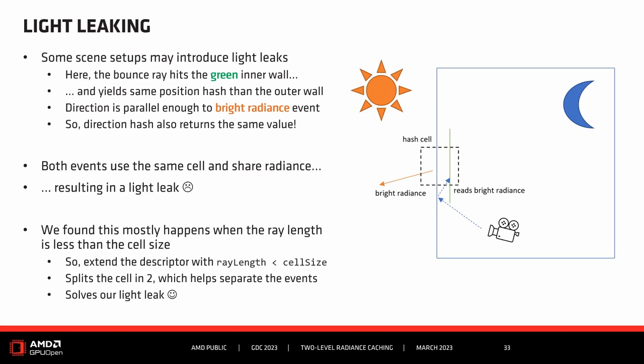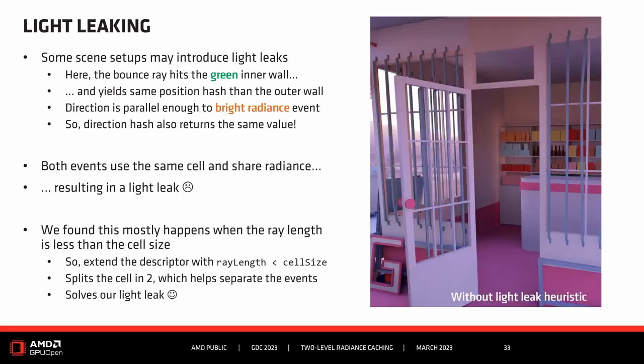Now we know our vertex descriptor also includes the direction, but what happens here is that the secondary ray is parallel enough to the bright radiance event that, again, after quantizing the ray directions, we end up with the same direction. So ultimately, this is the same cell we're looking at, whether we're inside the room or outside. So both events will share the same cell and radiance, and that results in a light leak. Now, we found that this mostly happens when the length of the ray is less than the size of the cell.